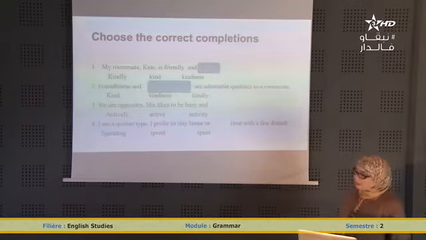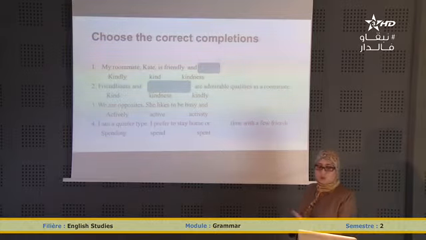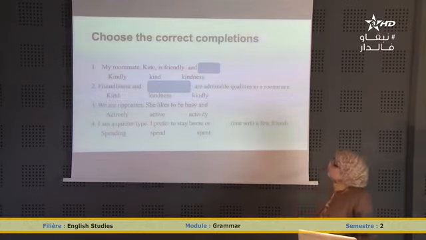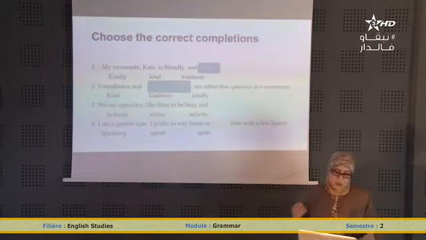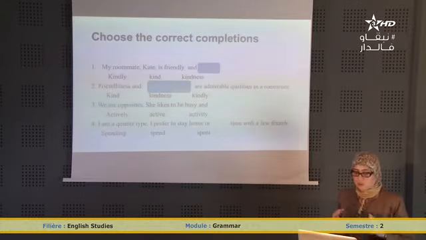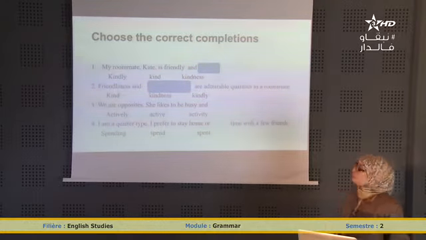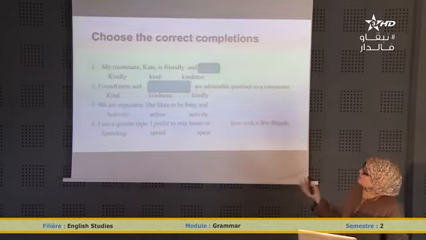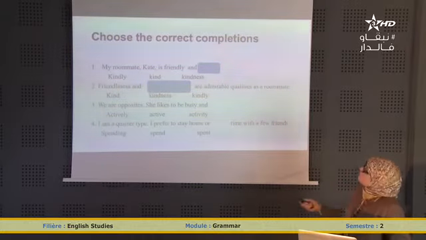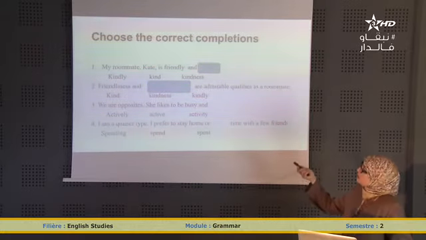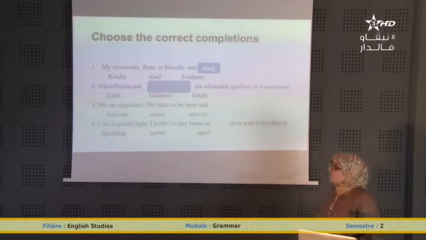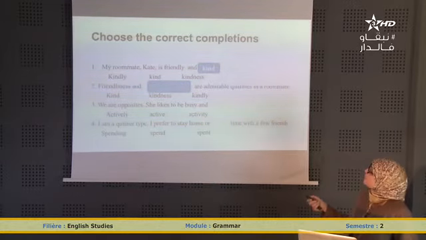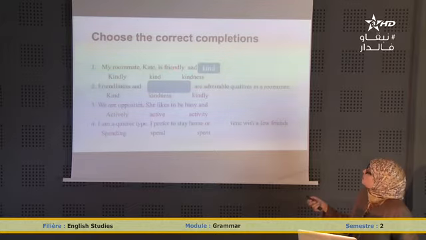Now let's look at another exercise. This time choose the correct completions. Now let's look at number 1. So I'm going to read, because usually again you need to stop this and then do the exercise, but let's do this together. Now, my roommate Kate is friendly, and now here we need to choose between kindly, kind, and kindness. Now the correct answer is kind, because friendly is an adjective, then we need an adjective, kind.